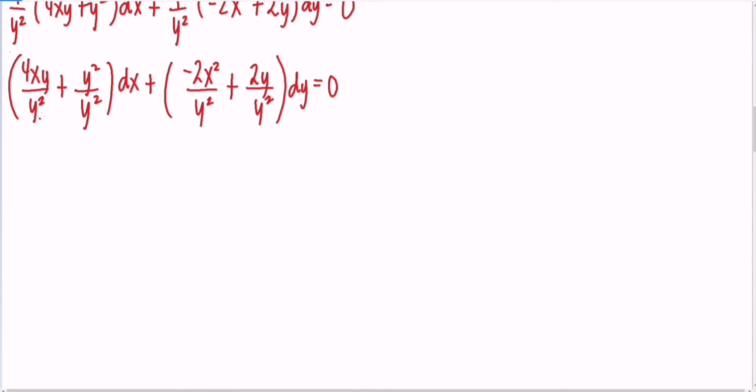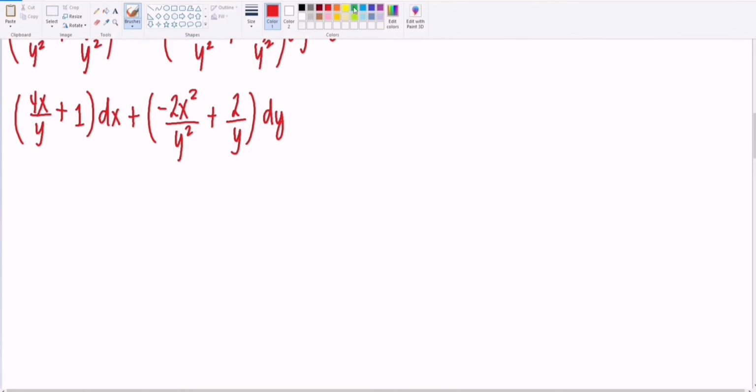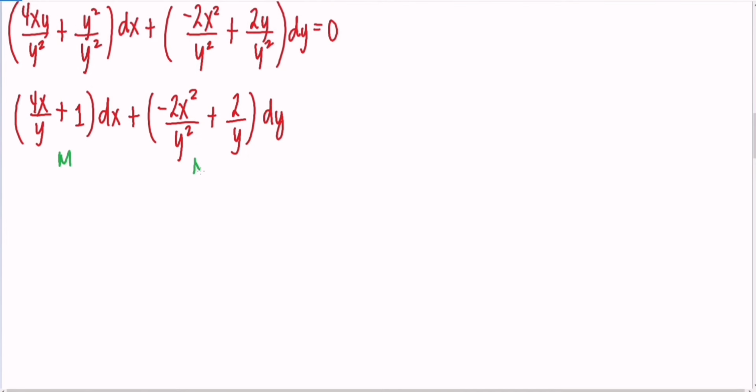I-simplify. So, 4xy over y squared is 4x over y. So, makakancel na yung isang y, may matitirang isa sa baba. Plus y squared over y squared is 1, dx plus, ito naman, negative 2x squared over y squared. Wala na tayong magagawa diyan, wala tayong masisimplify. Ito, 2y over y squared is positive 2 over y. So, may matitirang isang y sa denominator. Okay? So, after that, na-multiply ninyo yung integrating factor, ito na yung ating bagong M. Ito na yung aking bagong N.